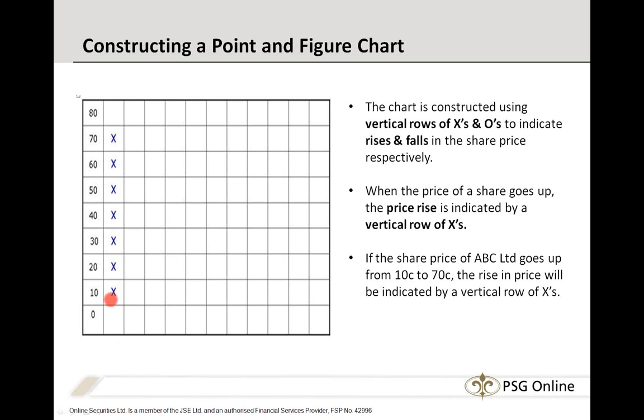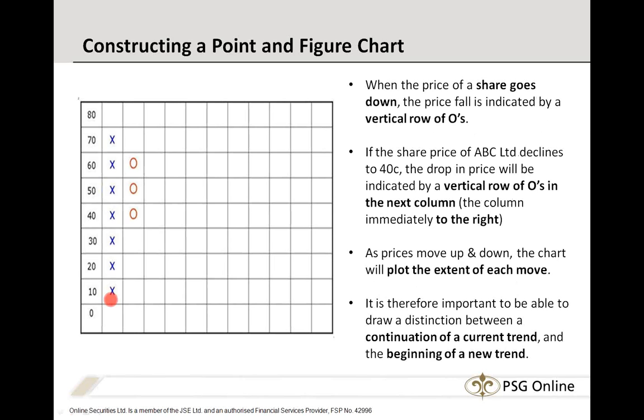Okay, and that's obviously indicated by a vertical row of X's. On the next chart, you'll see that when the price goes down, the price fall is indicated by a vertical row of zeros or noughts. Okay. In this situation, the share price declines from 40 cents, or to 40 cents rather. That drop is indicated by a vertical row of X's in the next column, obviously the column to the right. Okay. As the prices move up and down, the chart will plot the extent of each move.